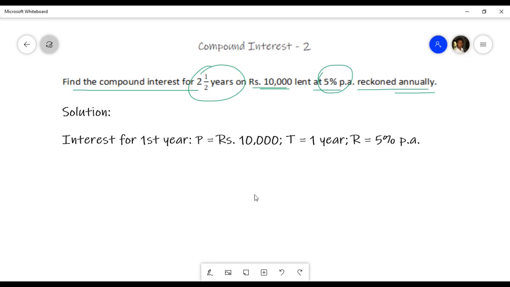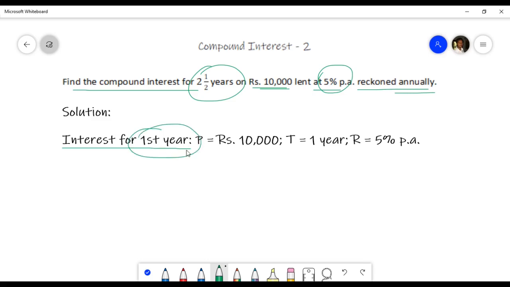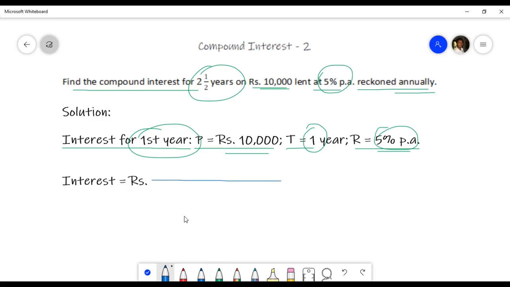So the first thing we have to find is the interest for first year. The principal amount is given in the question, that is rupees 10,000. Time is 1 year. We take time as 1 year because we have to find the interest for individual year. Rate is 5% per annum.